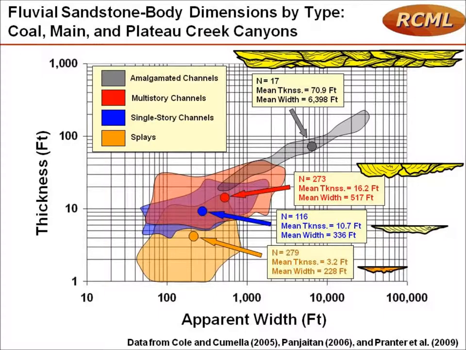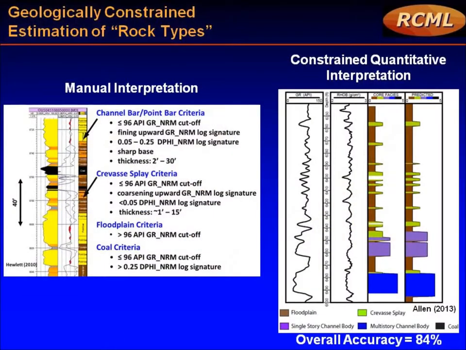And you can see how the different deposits, their distributions, show here on this plot. In general, the crevasse splay deposits are much thinner than, say, the single-story or the multi-story sandstone bodies. What I didn't show you are those much larger amalgamated channel complexes. There are not as many of those, so 17 measurements we've made, but those tend to be much larger in scale. Those are the ones that are laterally extensive across much of the basin, so you can map those on a much more regional scale.